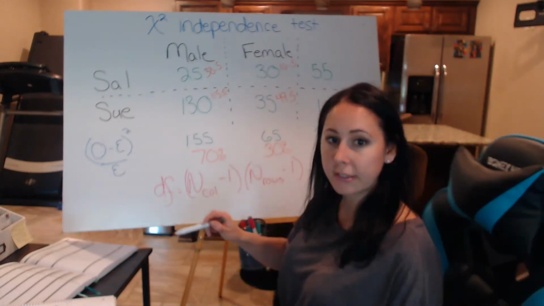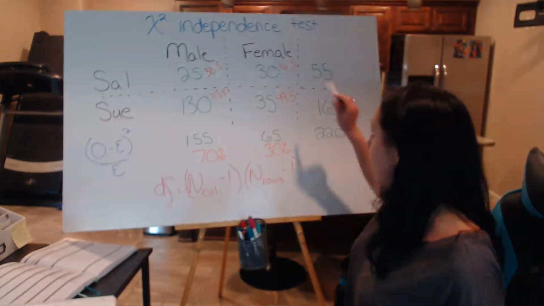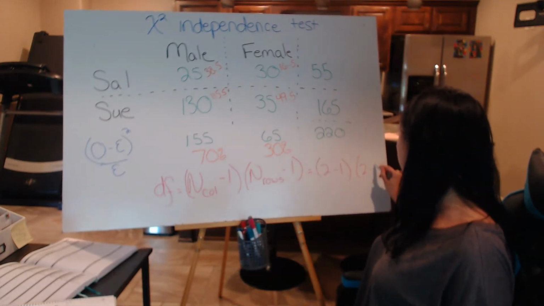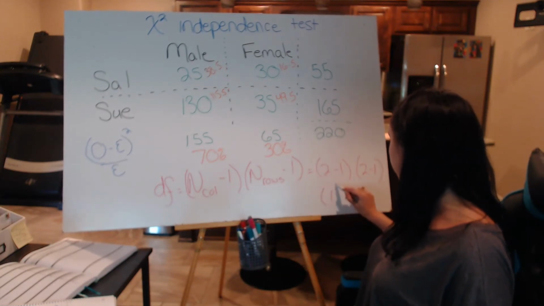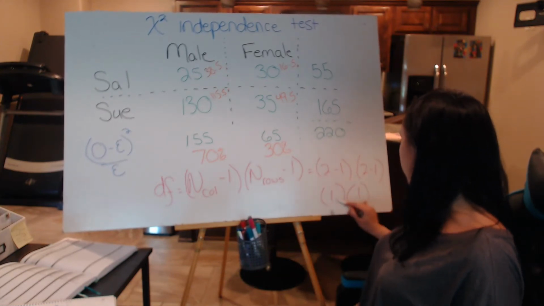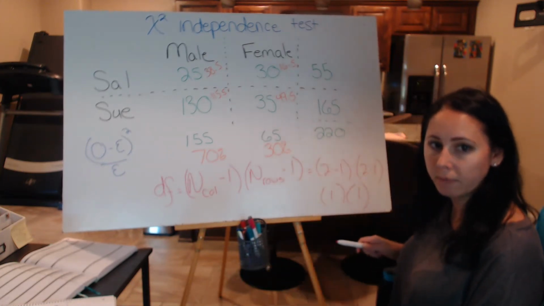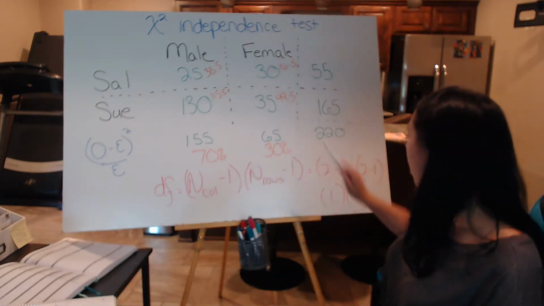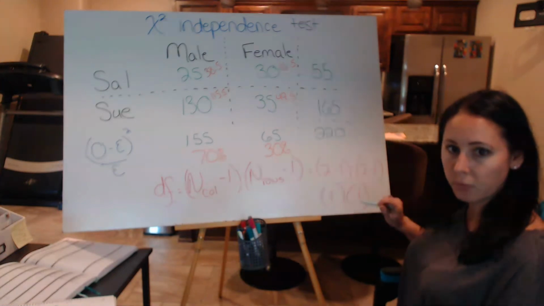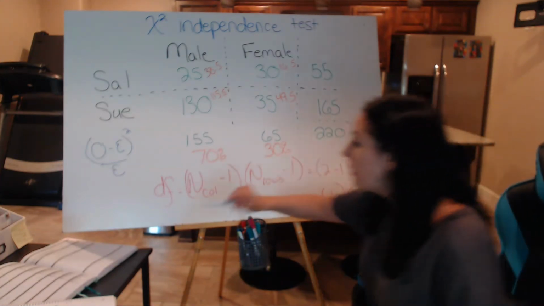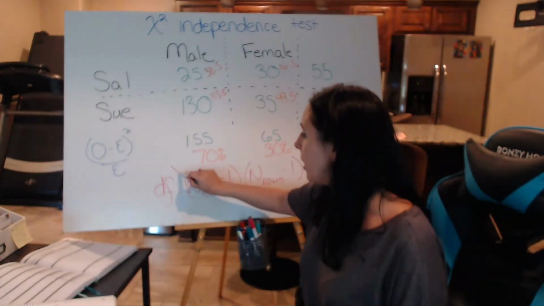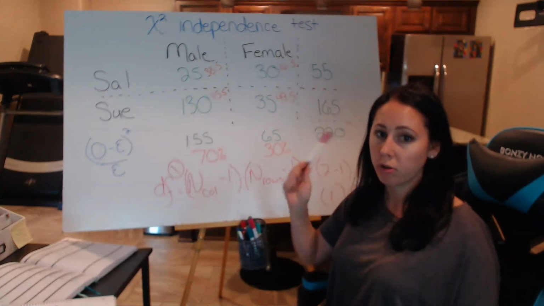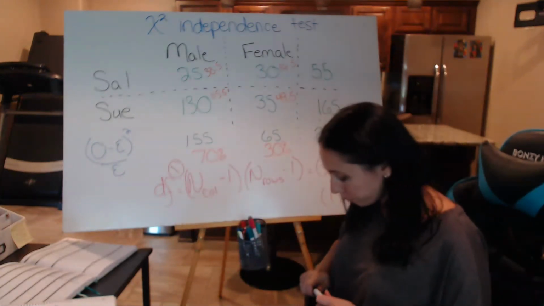Okay? So for this example, we have 2 columns and we have 2 rows. So we'd have 2 minus 1 times 2 minus 1, so 1 times 1, which is 1, all right? So once again, for this example, our degrees of freedom is going to be 1. And that's where I said it would start getting more complicated if you had way more columns and rows, because then obviously this calculation would change.